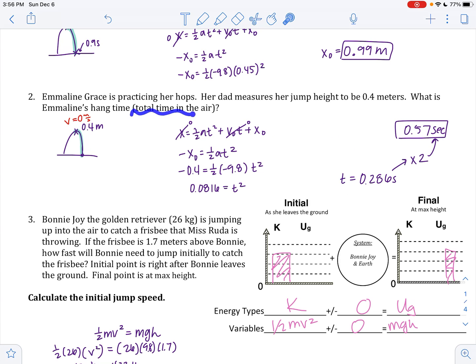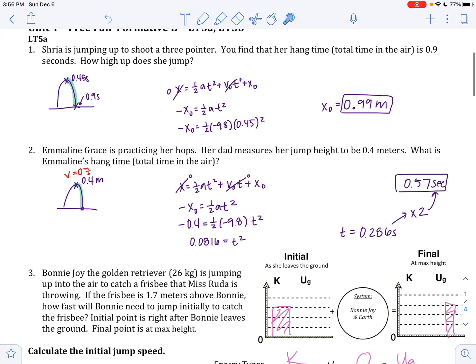I want the total time in the air, so I need to double it. I need to double the time because I just found 0.28 seconds and I need all the way up and then all the way back down. It's very similar to this last one, how the total time was 0.9 and I halved it just to find this part here.